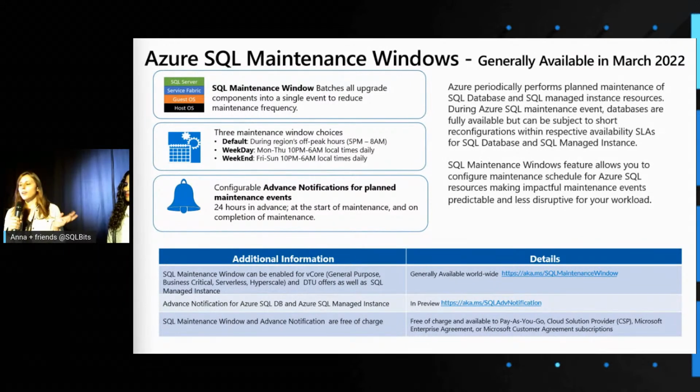We have three options that you can pick for your maintenance windows. There's the default configuration. There's also weekdays. So if your workloads are heavily run on weekends, you can choose for this to happen during weekdays instead. And there's also a weekend option for the opposite scenario where you might have heavily run workloads over the weekdays. This reconfiguration would happen over the weekend instead.